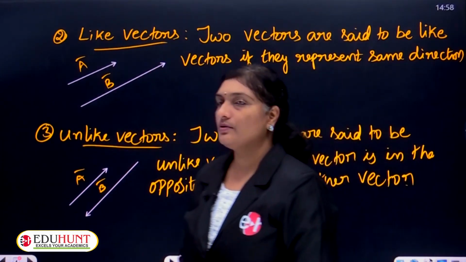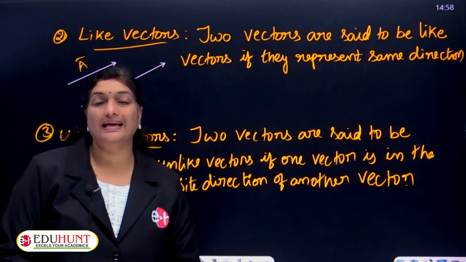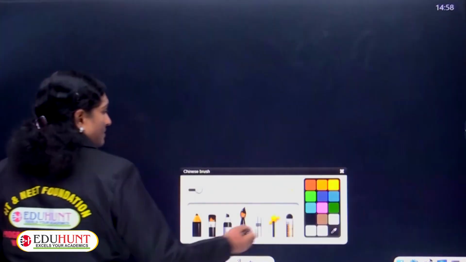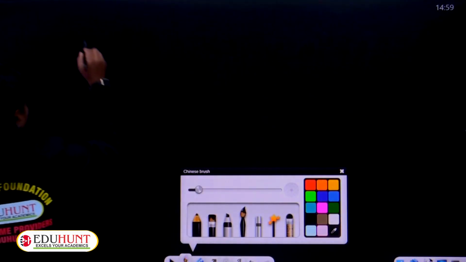Now let us understand the next type of vector, that is negative vector. So, all about your negative vector.